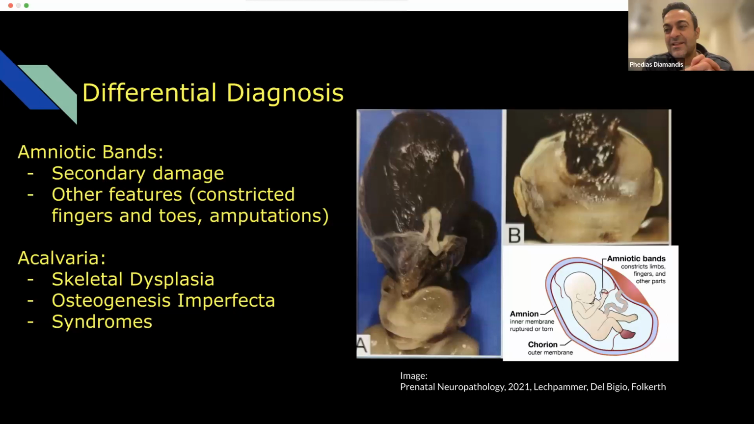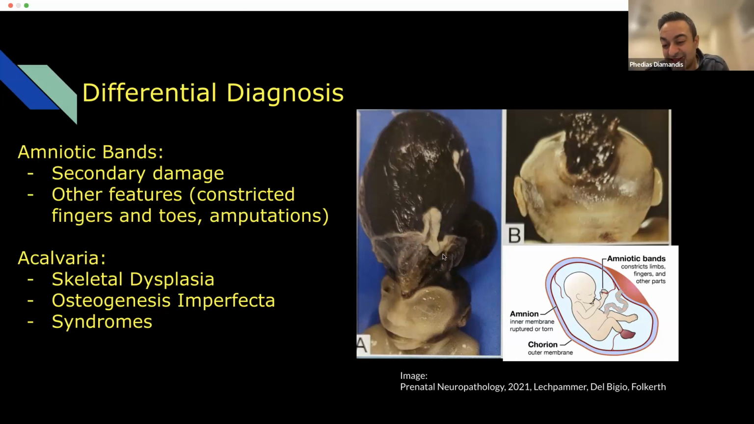It's important to note that you can get mimics of these neurodevelopmental defects that you should think about. One is amniotic band syndrome. Here's a good example of that, where you have herniation of the brain through a skull defect.